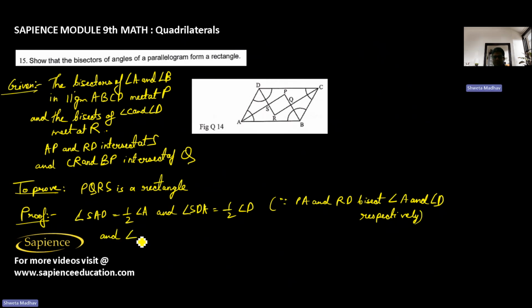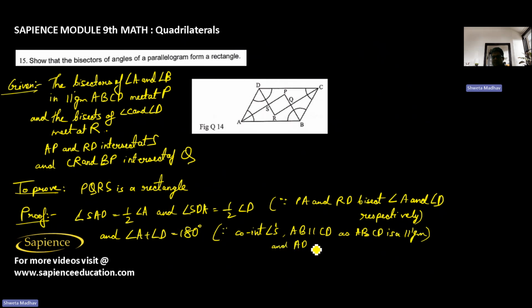And obviously angle A plus angle D is equal to 180 degrees, since they are co-interior angles, and AB is parallel to CD as ABCD is a parallelogram, and AD is the transversal. So half of angle A plus half of angle D will be equal to half of 180 degrees, which is 90 degrees.